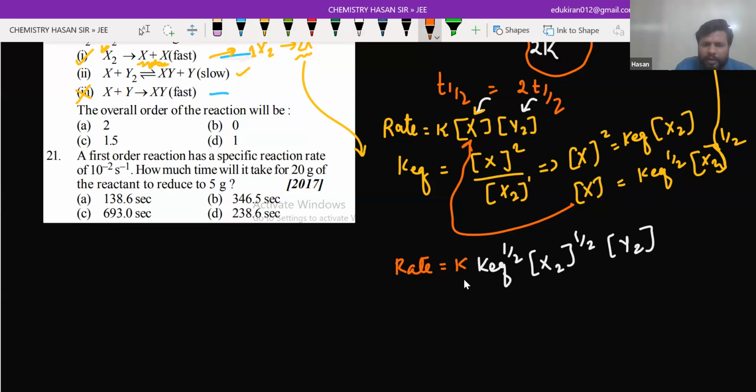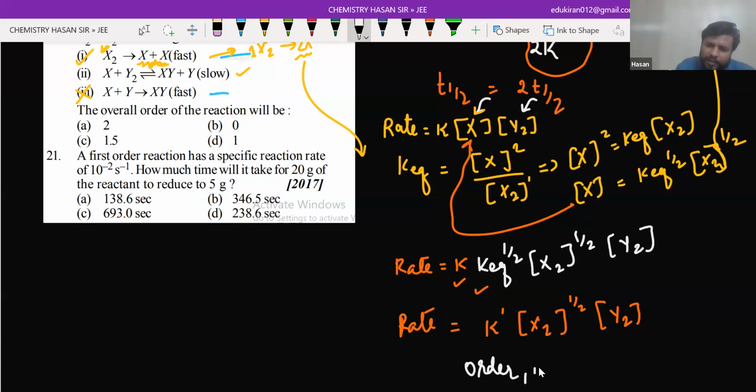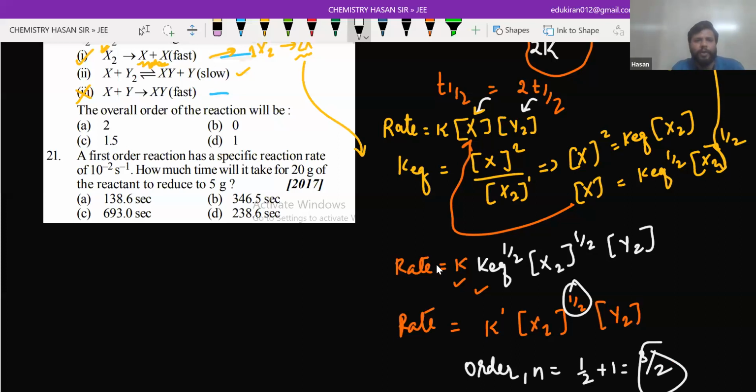Now what you are going to do, this is also constant, this is also constant. Let's say this is your k dash, and this can be written as x2 raised to the power half. This is your final rate law expression. Now if you want to calculate the order of reaction n, that will be equal to half plus 1, that is equal to 3 by 2, that means 1.5, right? Got it? So very simple it is.